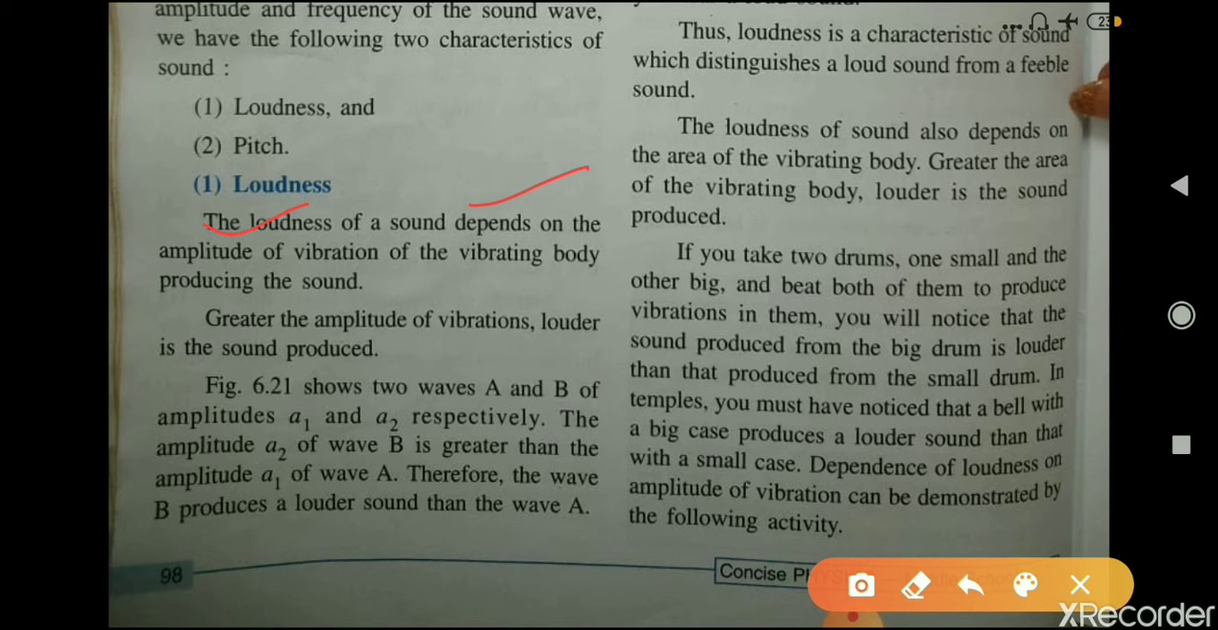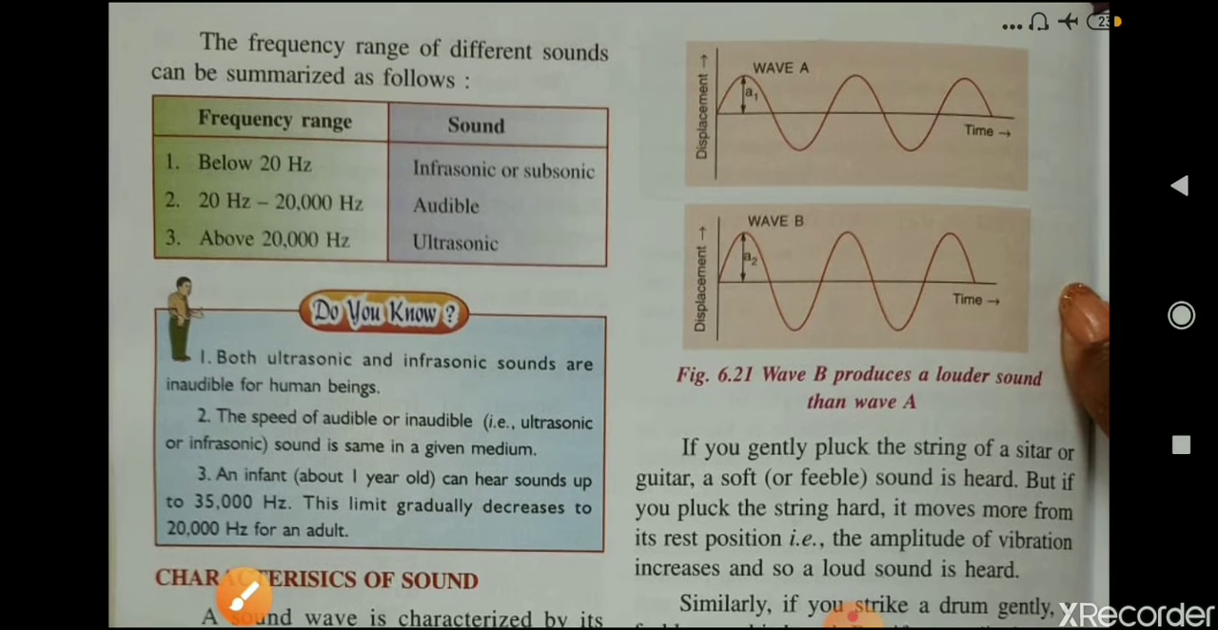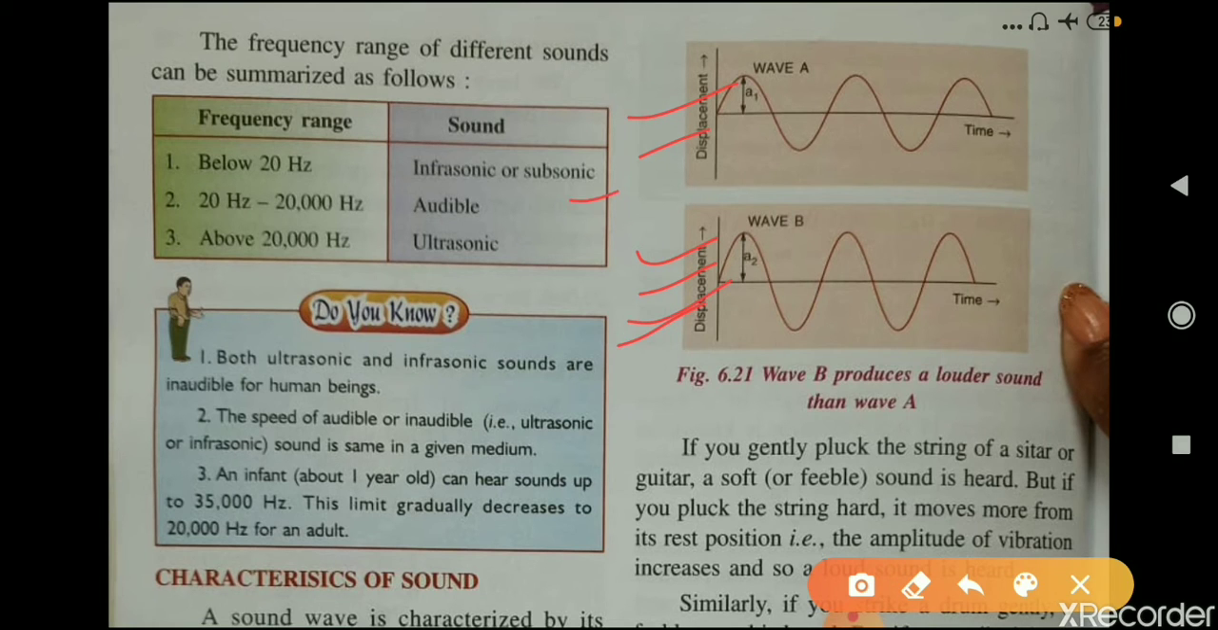The greater the amplitude of the vibrations, the louder the sound produced. Means if the amplitude is greater, louder sound is produced. As you can see here in this figure, the amplitude of wave B is greater than the amplitude of wave A. Therefore, the sound produced by wave B is louder than that of wave A.